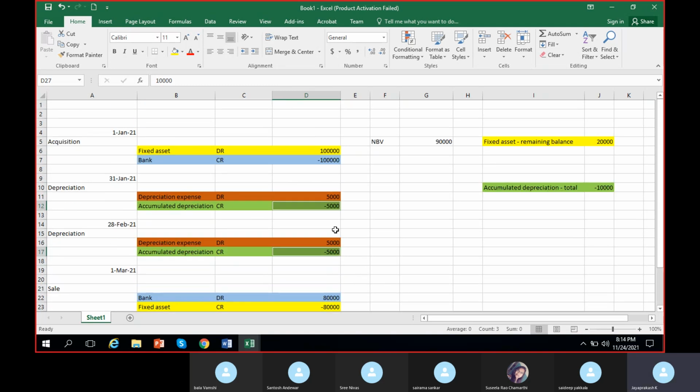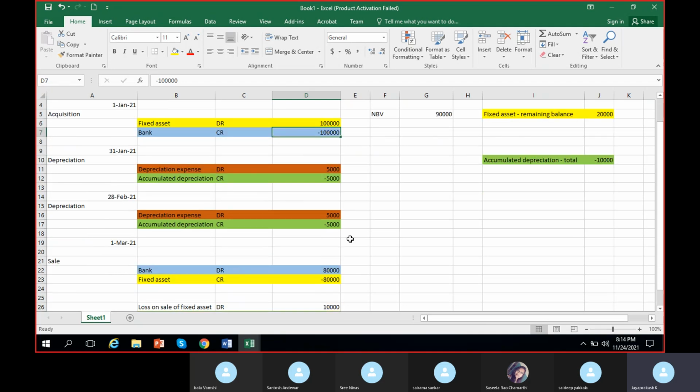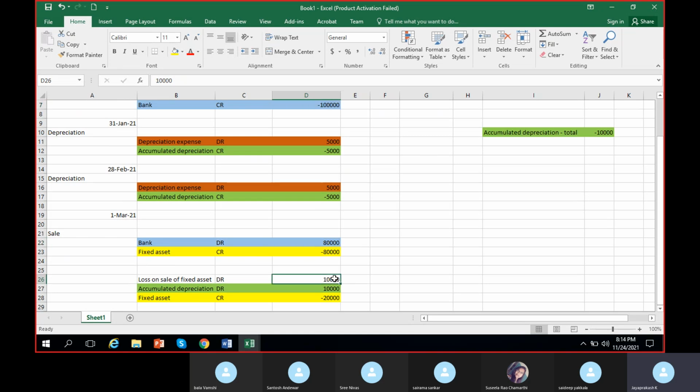Now what else we have? Bank account: 1 lakh credited and 80,000 debited here. So there is a difference of 20,000. That 20,000 is this one, loss on sale of fixed asset and accumulated depreciation on fixed asset. So these two are that 20,000 actually. Yeah, loss on sale of fixed asset of 10,000. So this is 20,000, right? So this is a loss to us.